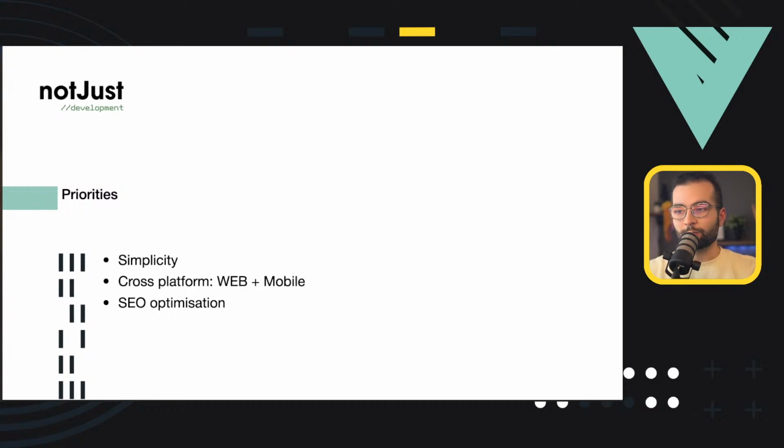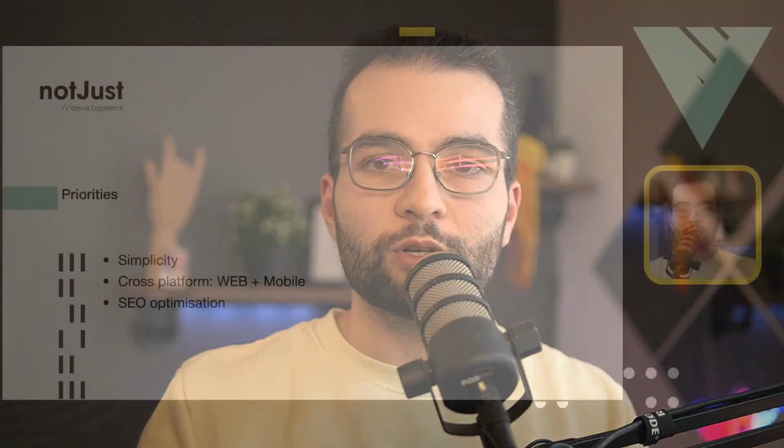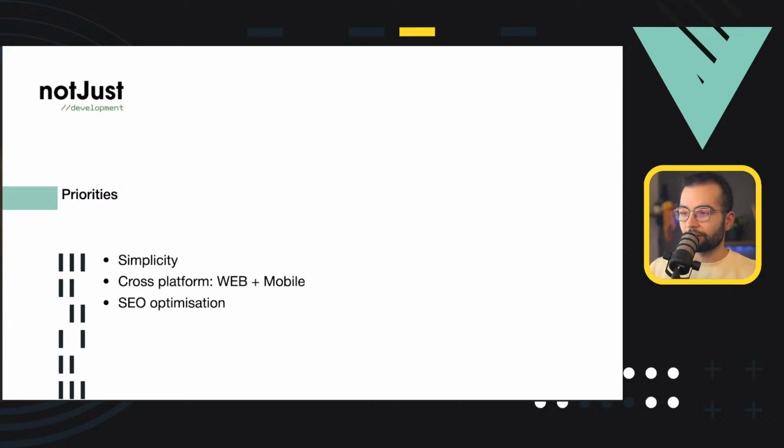The priorities of this project are, of course, simplicity, as simple as possible, to have a core for our blogging system that we can then improve from there. Another priority is to have it cross-platform, to work both on web and mobile. And for the web, it's very important for the website to be optimized for search engines. So SEO is also our priority.